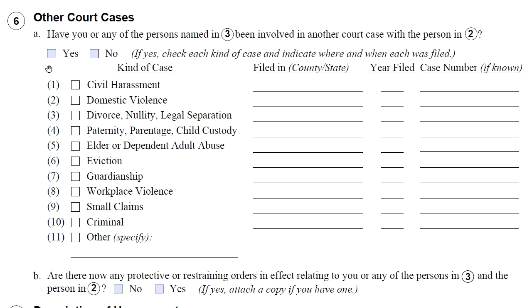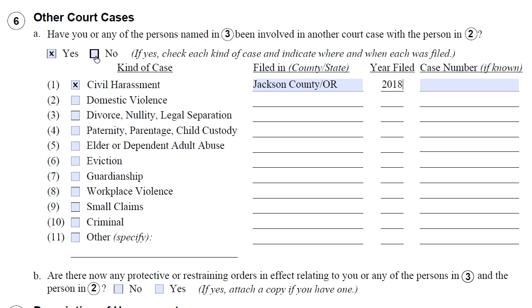Number 6, if you have any other cases involving yourself and this person, you'll have to fill that information in here. For example, if you have already filed a previous civil harassment case, then you'll mark the box under 1 and indicate what county or state. So maybe you filed this in Oregon, so you could type Jackson County, Oregon. The year filed, if you filed it last year, for example, just put 2018. If you know the case number, fine. If not, just leave it blank.